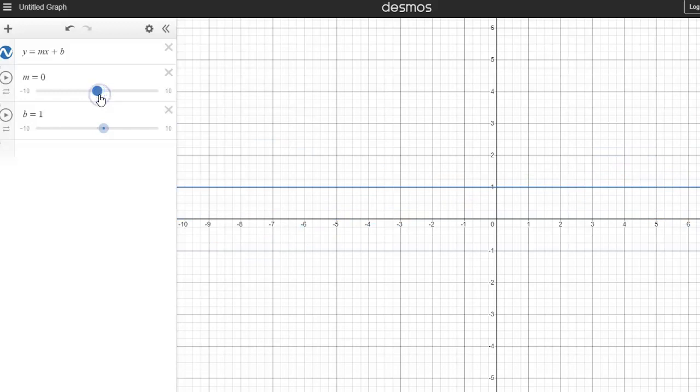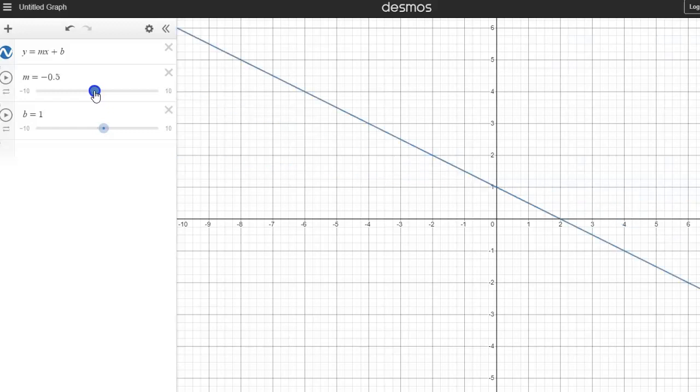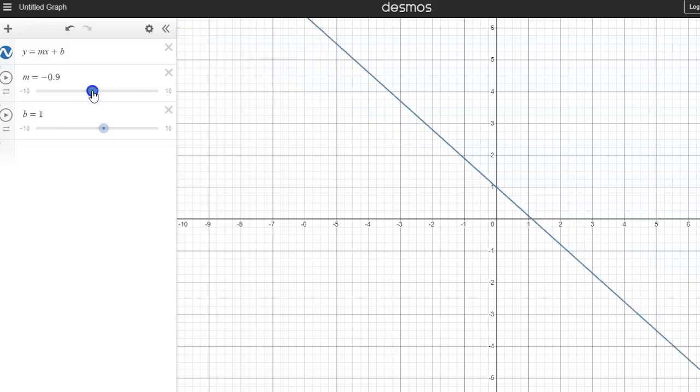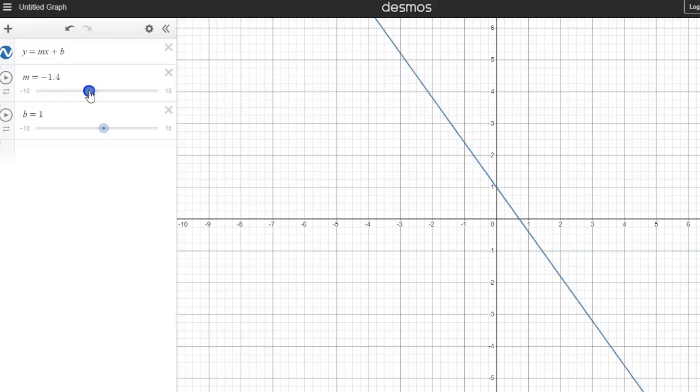Let's see if I can get a slope of 0. A slope of 0 is just a horizontal line. This is the line y equals 1 because m is 0. If we go negative, now you can see it's going downhill as we go from left to right in the x direction. Here's a slope of negative 1. You can see as I increase x by 1, then y decreases by 1. So it's going downhill as I go from left to right.